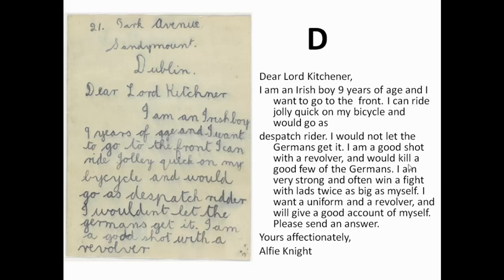And you'll see at the top, he's only 9, and he can ride jolly quick on his bicycle, he says, and he could send messages, and he wouldn't let the Germans get his bike, and he would be able to shoot them. I don't think Lord Kitchener would have let him join the army at the age of 9, but it shows people wanted to help, doesn't it?